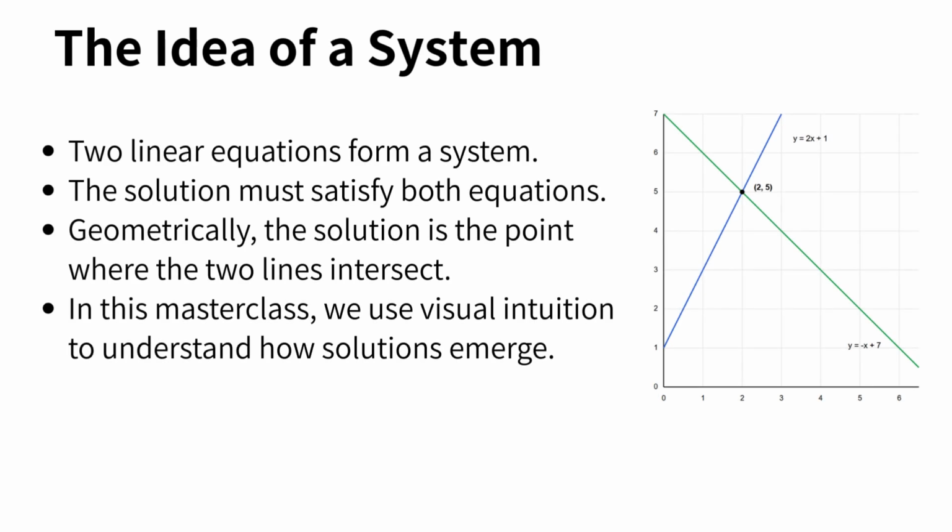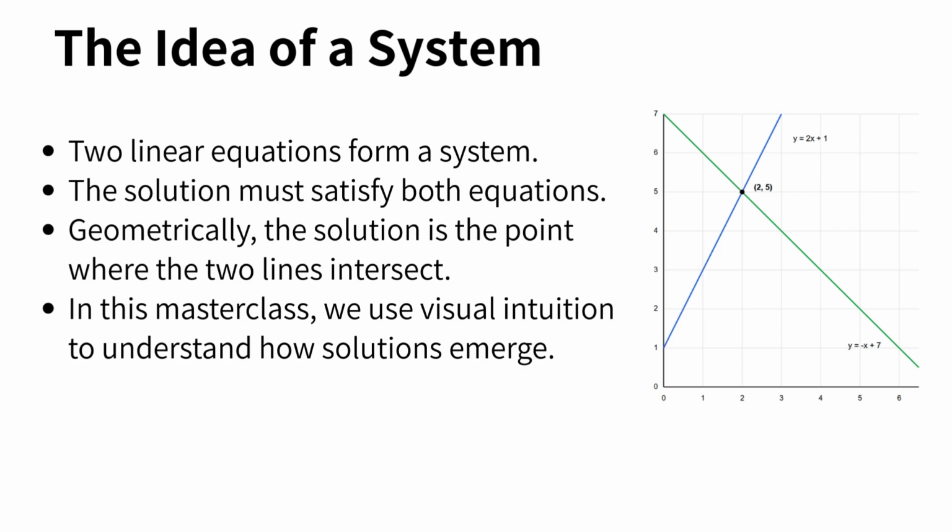When we talk about a system of equations, we're really talking about two or more equations that must be true at the same time. In this masterclass, we'll start by focusing on systems of two linear equations. Each equation on its own represents a straight line on the coordinate plane, and each line shows all of the possible solutions to that single equation.